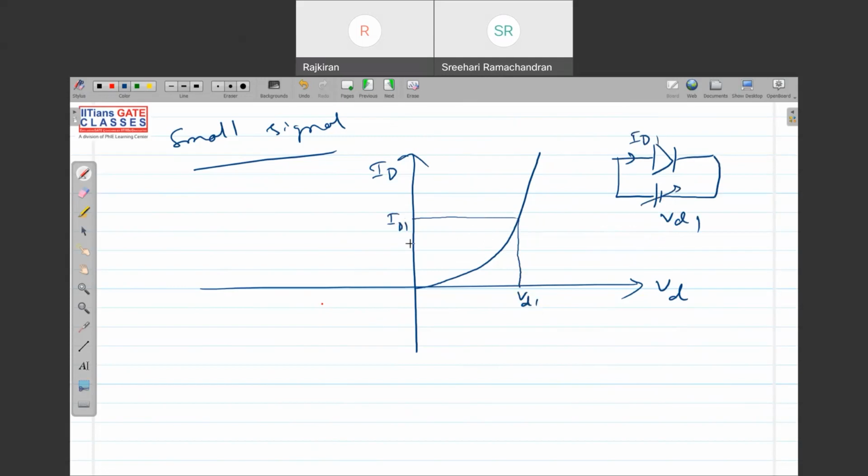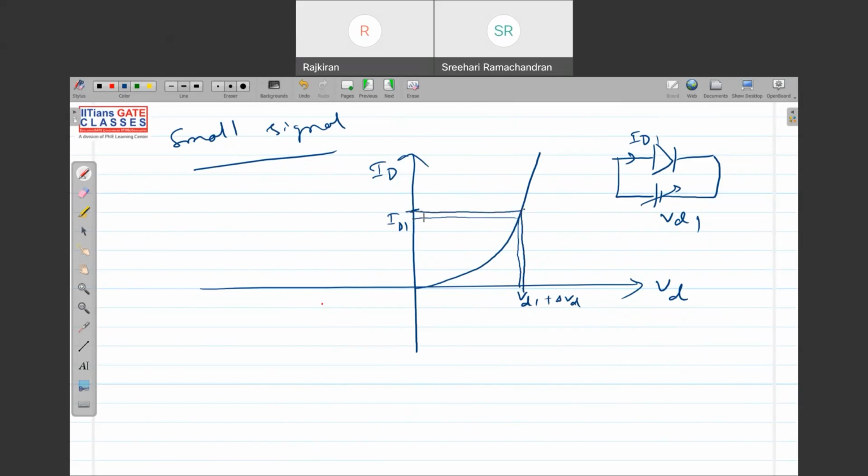What is my question, which has come in GATE several times: if my VD is increased by a very small amount, del VD, how much will the current increase? What will be ID? Then ID also will increase.